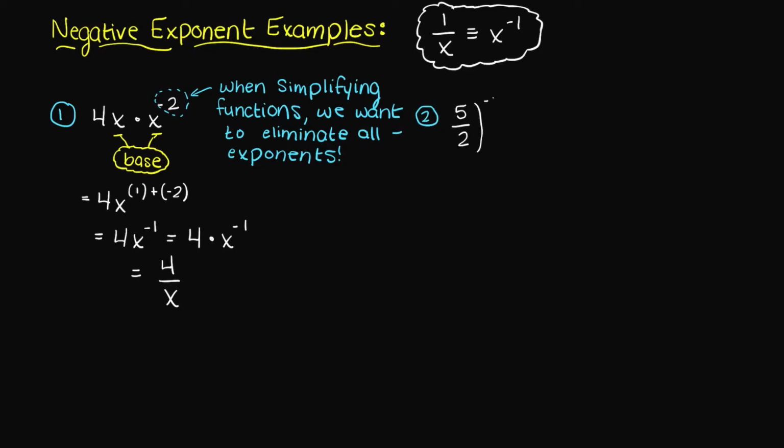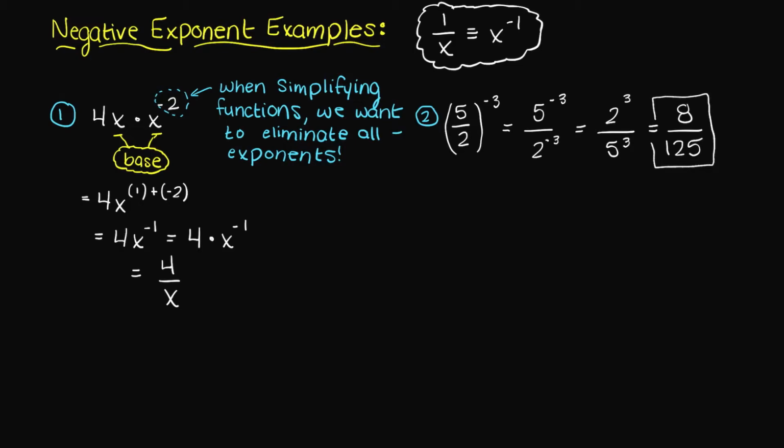Let's do another example. What if we had 5 over 2 all raised to the negative third power? How do we simplify this? Well, we could begin by distributing our negative 3 power to both the numerator and the denominator. Then, to eliminate the negative exponents of both, we can essentially flip the fraction and we are left with 2 to the power of 3, which is 8, over 5 to the power of 3, which is 125. This fraction cannot be reduced further, and we have a simplified answer of 8 over 125.